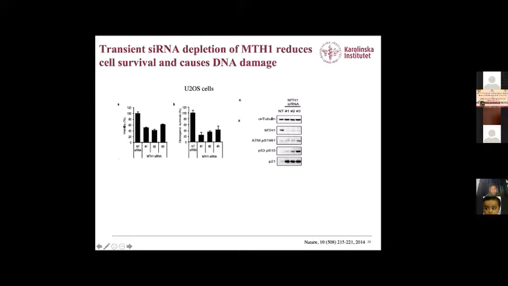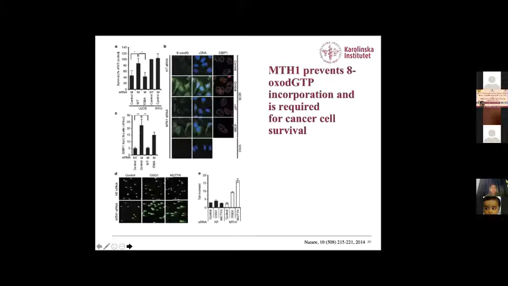And then if you inhibit MTH1, if you deplete MTH1, what will happen? They trigger the repair process. Here you can see there's phosphorylation of ATM, p53, and p21. So that means somehow the MTH1 depletion triggered DNA damage.